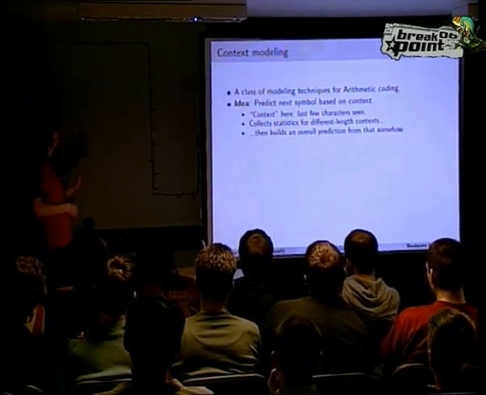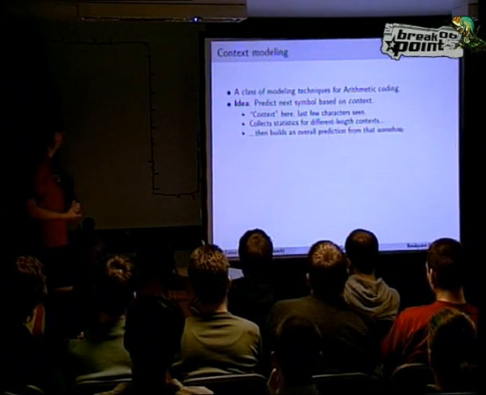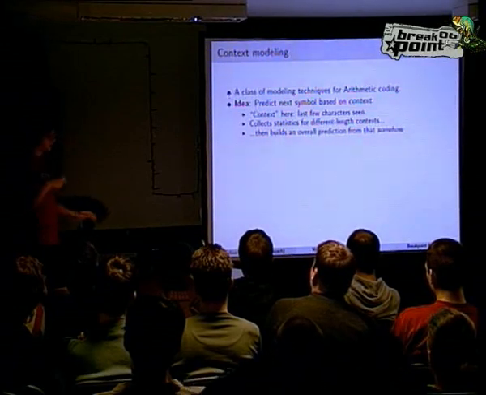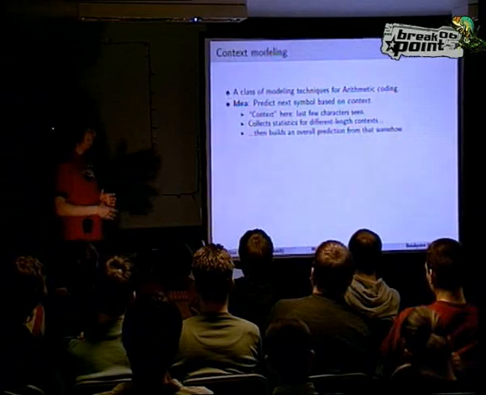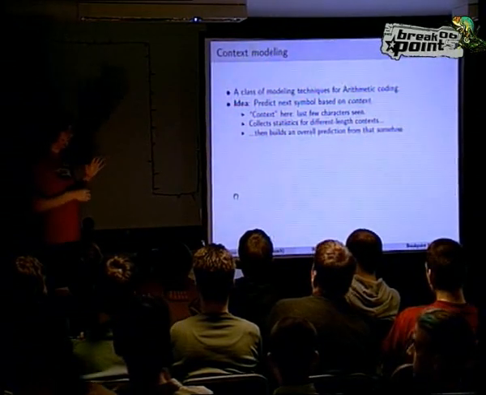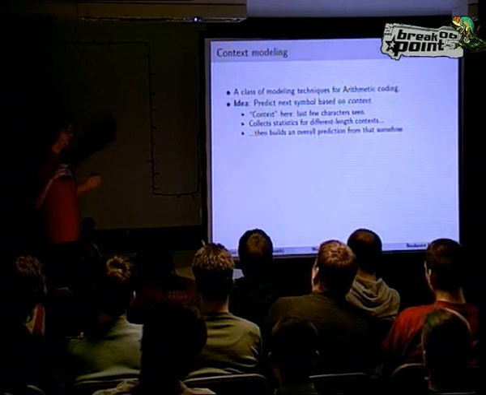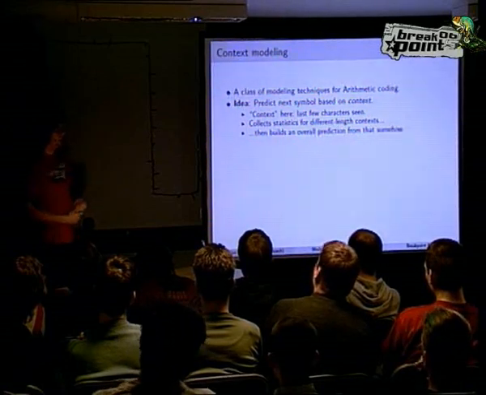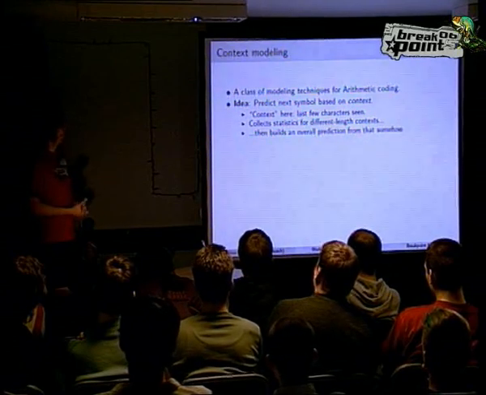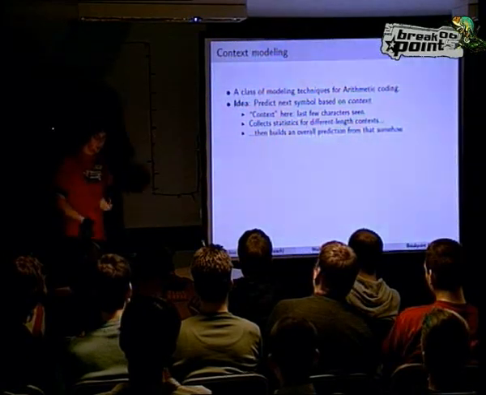And the other part of this section is so-called context modeling techniques, which is a class of modeling techniques for arithmetic coding. As I told you at the end of part 1, in arithmetic coding, you don't need actual value counts. You just need probabilities. How likely is the next character going to be an A or B, whatever. And what you do is you predict the next symbol based on context.